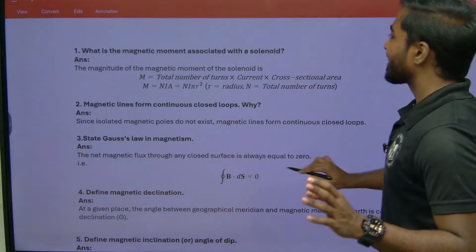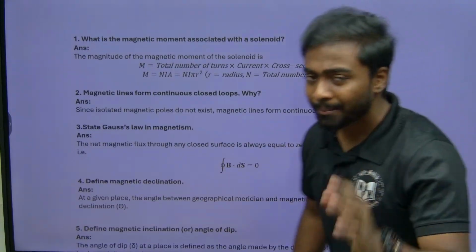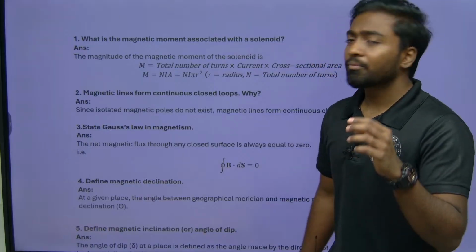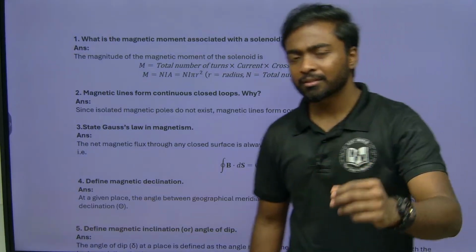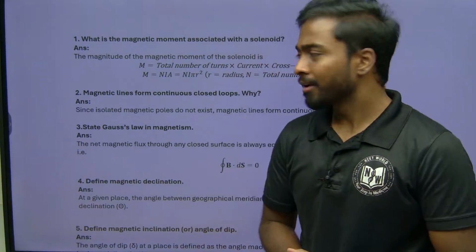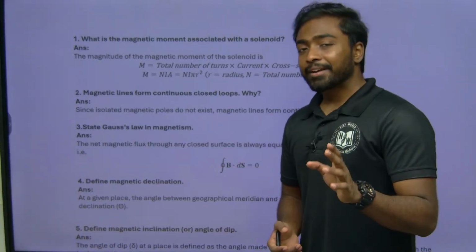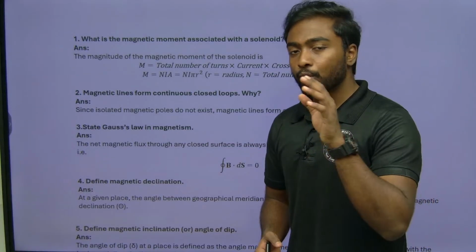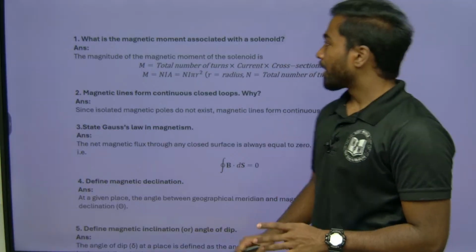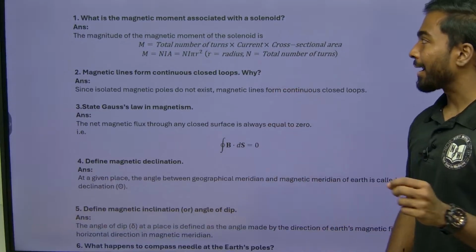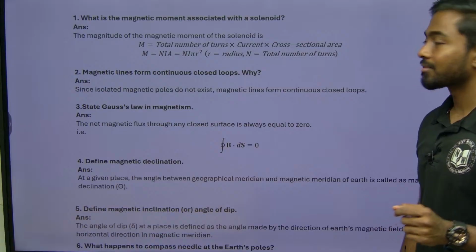So in today's class we are going to concentrate on magnetism and matter. When we talk about this chapter, this is in class 12th IPE, and these are very short answer questions which we are going to concentrate on in this class. The first question of this class is, what is the magnetic moment associated with a solenoid?